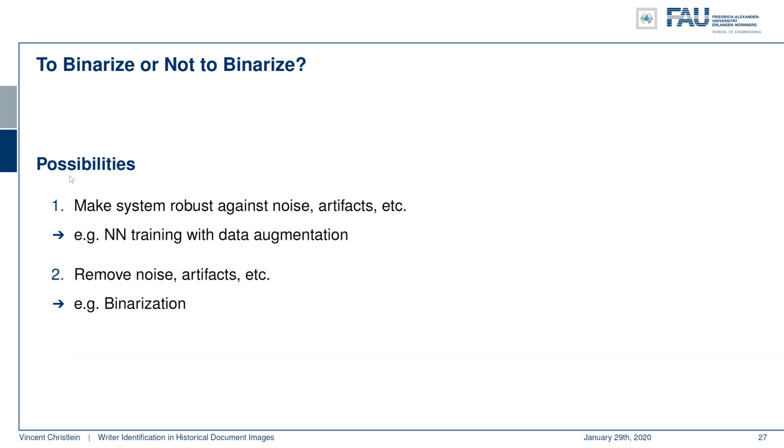And so now we have 2 possibilities. Either we make our system robust against the noise, and we can, for example, train our neural network with heavy data augmentation, and then it gets robust against that. Or we remove the noise and artifacts, and this is done by binarization. And of course, modern binarization techniques actually rely on a neural network, which is trained with data augmentation. So 2 is often dependent on 1. But you could also use other techniques for removing the noise.